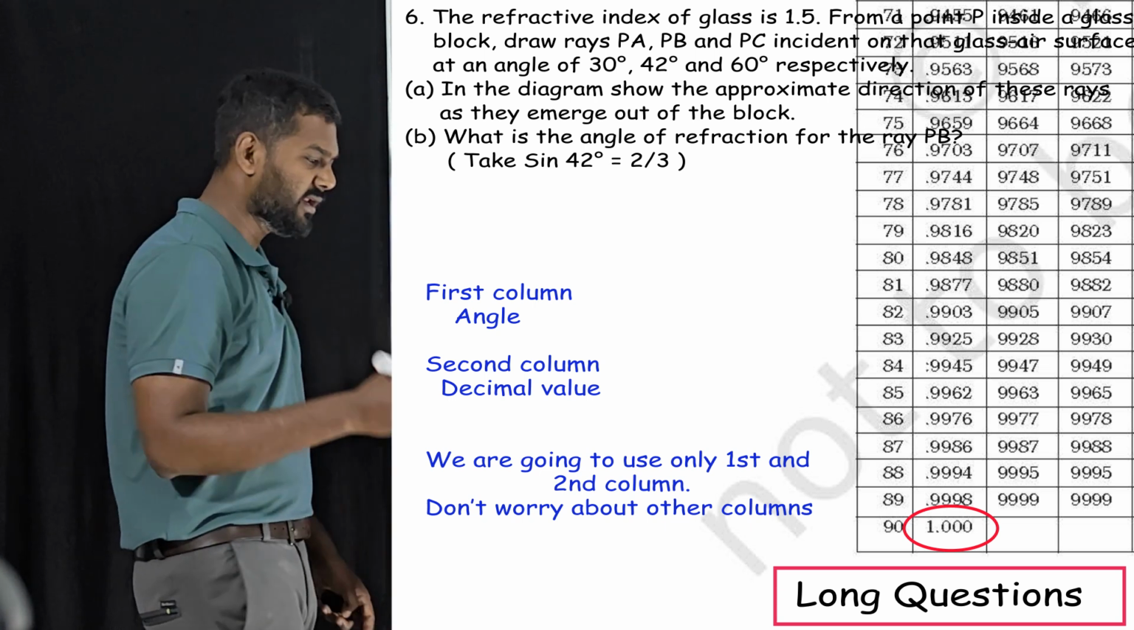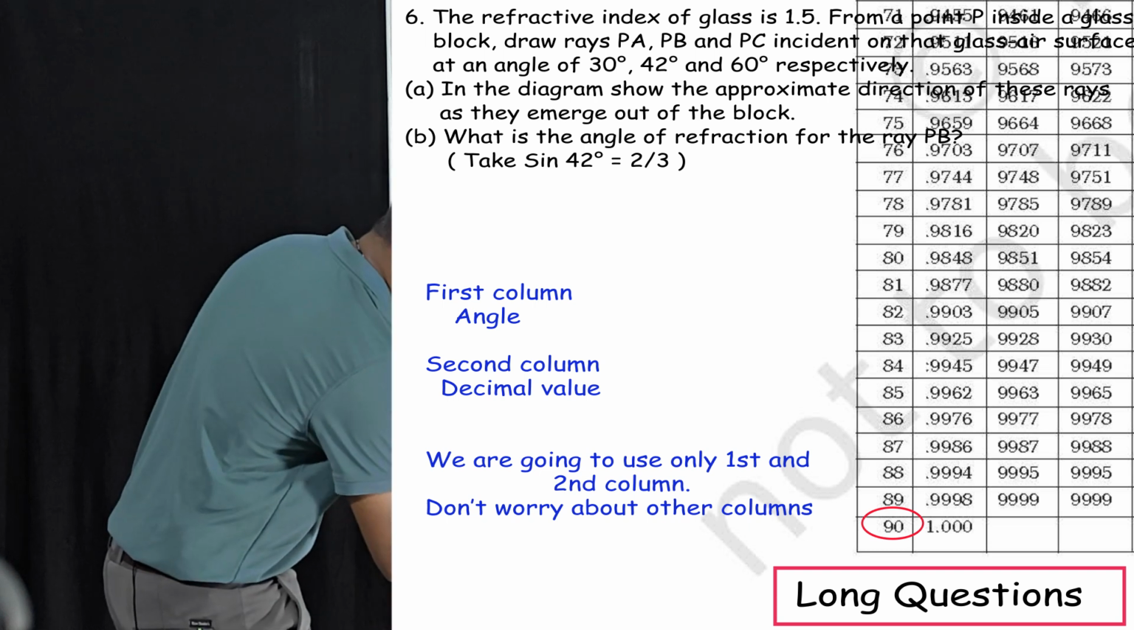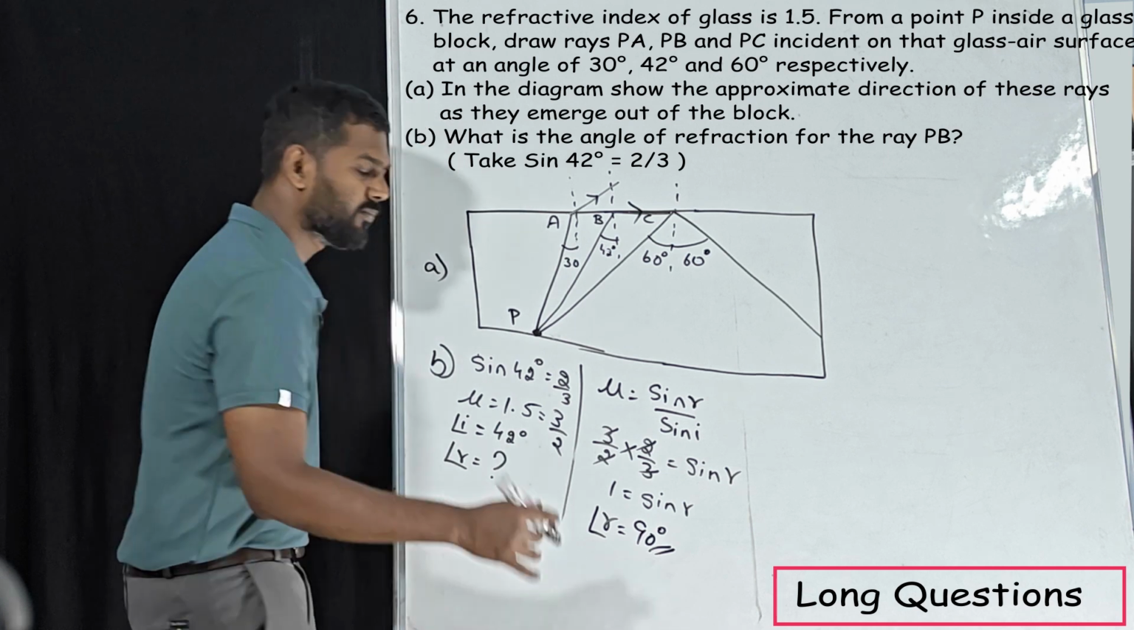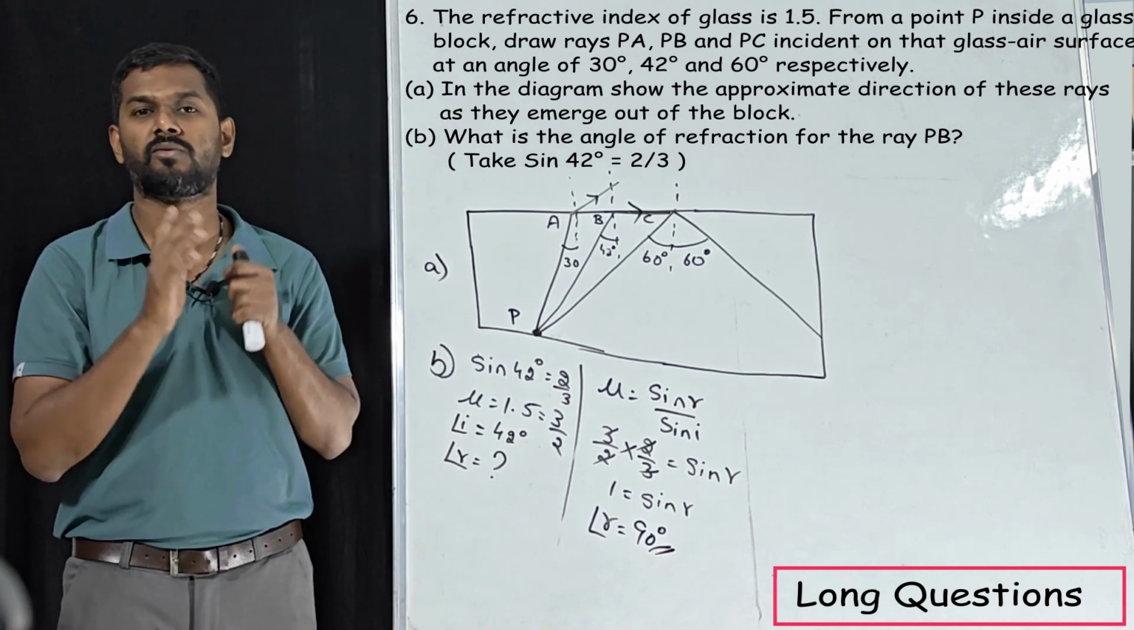In the sine page, for a value of 1, the corresponding angle will be 90 degrees. So if you get 1, that is nothing but 90 degrees. So the R value, the angle of refraction, will be 90 degrees. That's it. This is how you have to solve. So for these kinds of questions you have to be very careful.